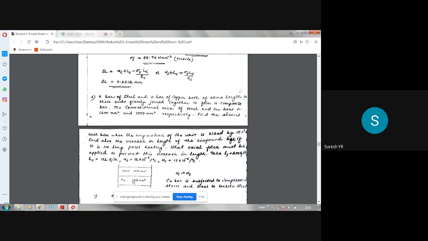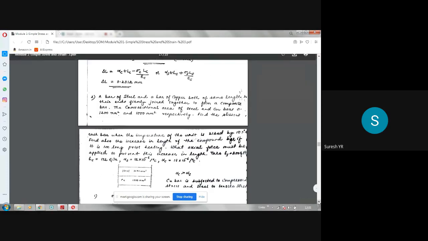So when T, the change in temperature, is 100 degrees centigrade, what are the stresses in steel and copper? Sigma S and sigma C. That is the first part. Second part, we have to find the increase in length of the compound bar, that is delta L for the entire thing. And third, if you want to avoid that delta L, what should be the force that should be applied to prevent that increase in length? So three parts are there in this problem.